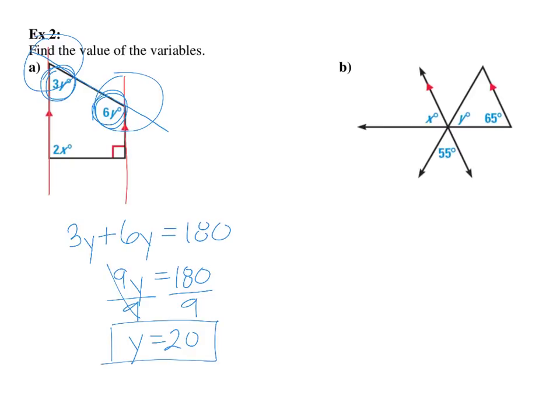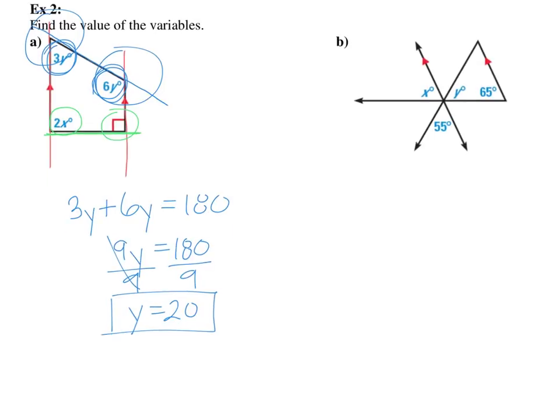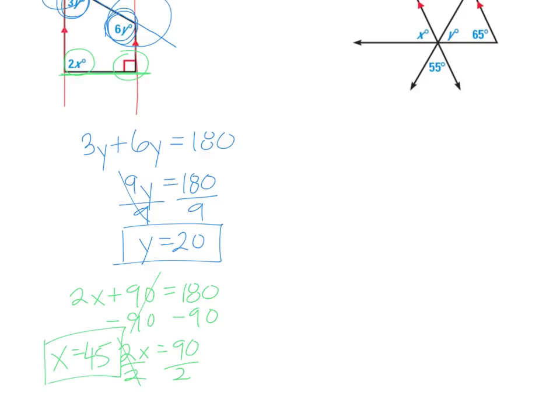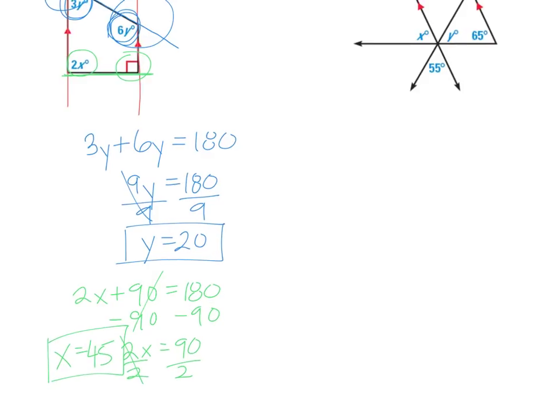Then we have another transversal here. What's the relationship between these? They add up to 180 degrees. So I subtract 90. 2x is equal to 90. Divide by 2. x is equal to 45. Done. Next problem.